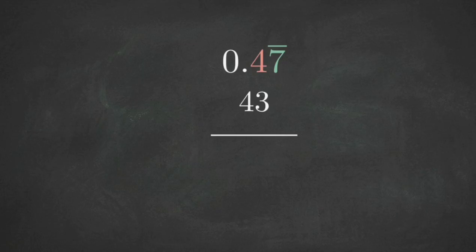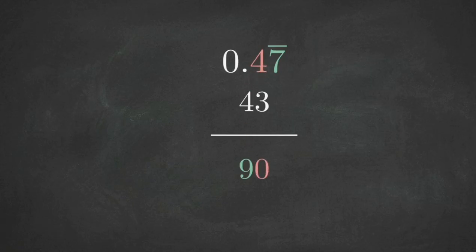For the denominator, combine rules with a new step. Write a 9 for every repeating digit and a 0 for every non-repeating digit. 1 repeating digit gets a 9. 1 non-repeating gets a 0. The fraction is 43 over 90.